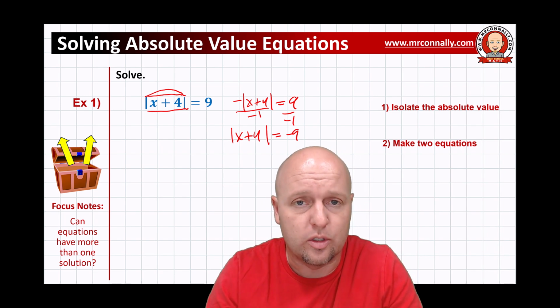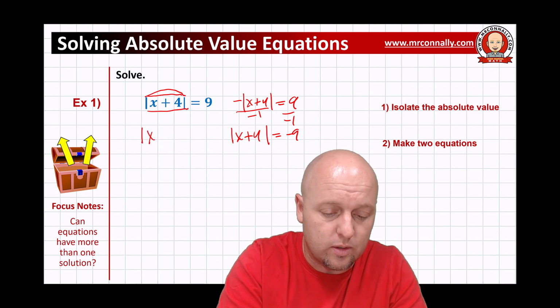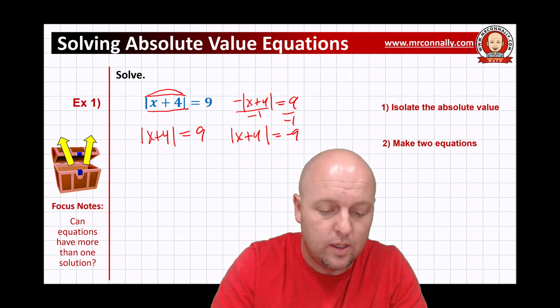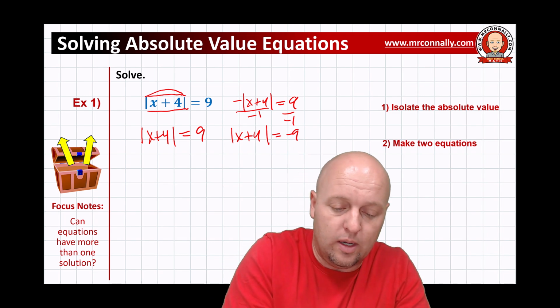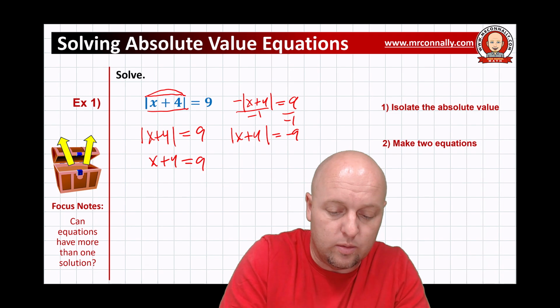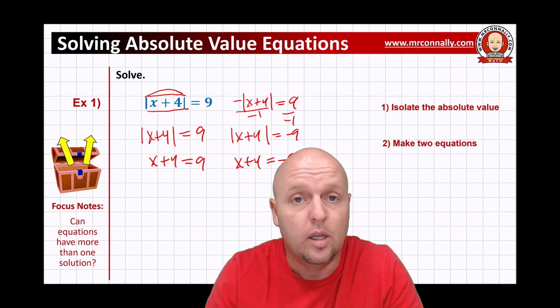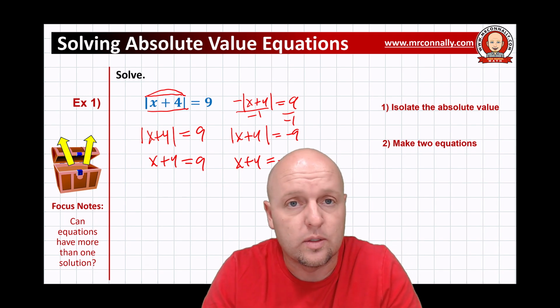Okay, so now that we've got the treasure by itself, we can actually open up the treasures. So x plus 4 over here equals 9. Oh, that looks terrible. Let's fix that. Okay, and then we now open the treasure, and it's going to be x plus 4 equals 9, and x plus 4 equals -9. We've got our two equations.